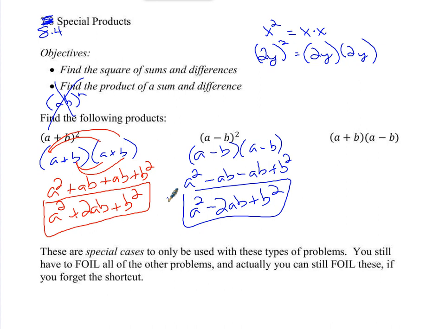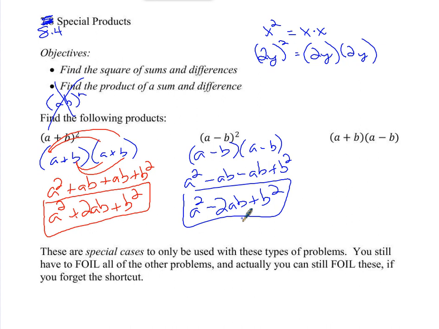There's your answer. So the interesting thing about these two results is, if you notice, the only difference between this problem and this problem was what? The subtraction sign. And notice the only difference between this answer and this answer was what? The subtraction sign right here. Both wound up with a plus sign here and here. Both wound up with a squared to start. Both finished with b squared. Both had 2ab in the middle.